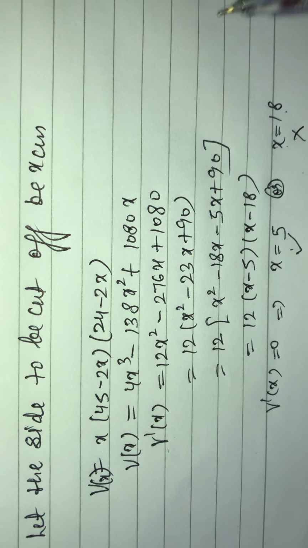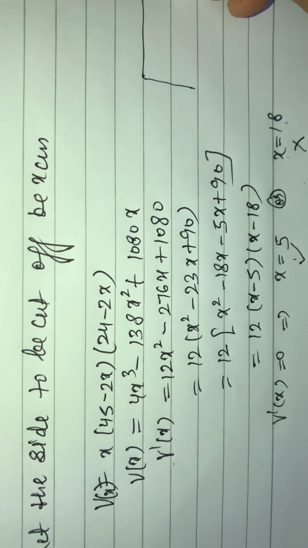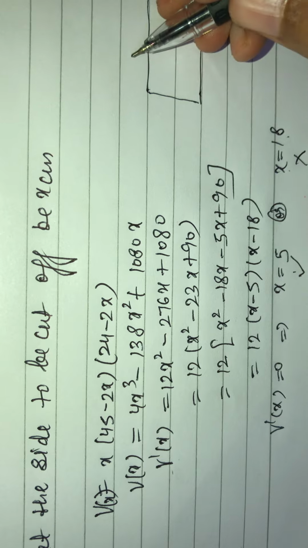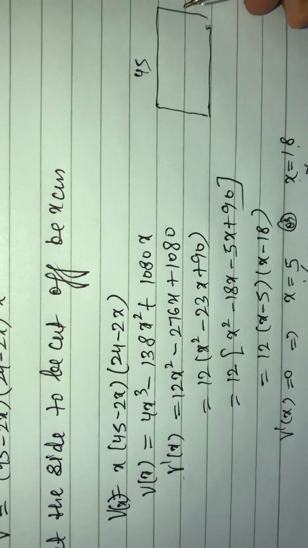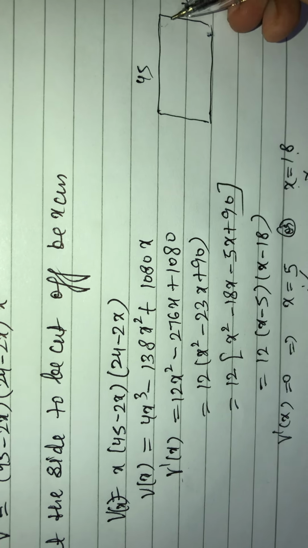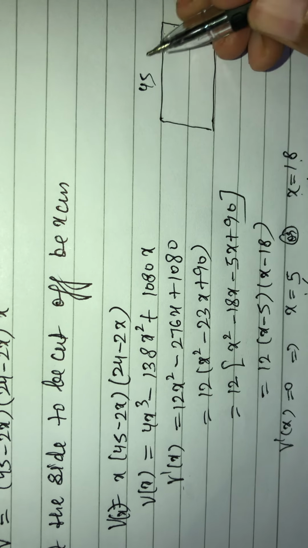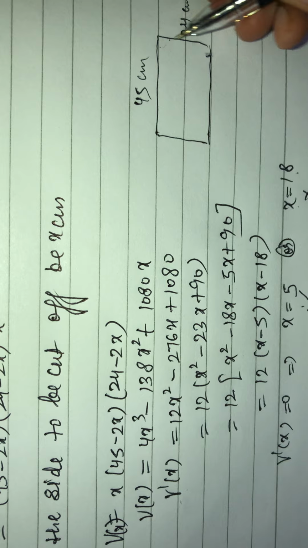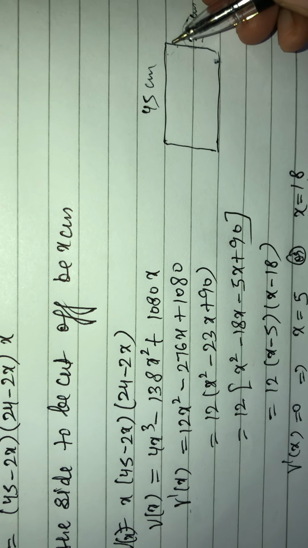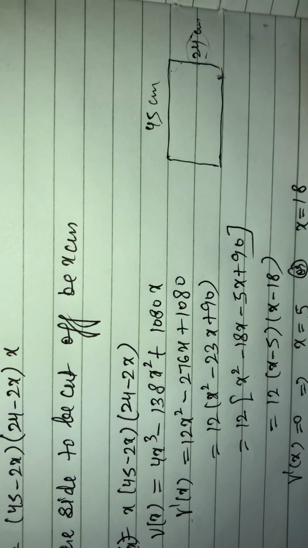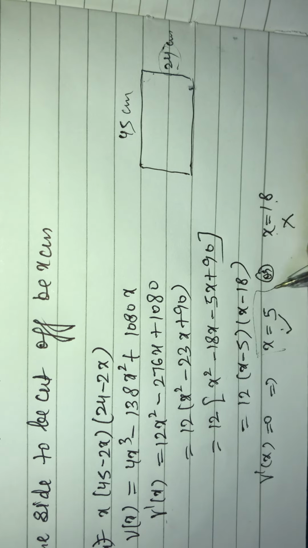But do remember, the length is given as 45 and the breadth is given as 24. So if I am cutting 18 centimeter from each side, that's not possible, because 18 will become 36 and the breadth is only 24. That's why I am not taking 18. That's why I am taking x as 5.